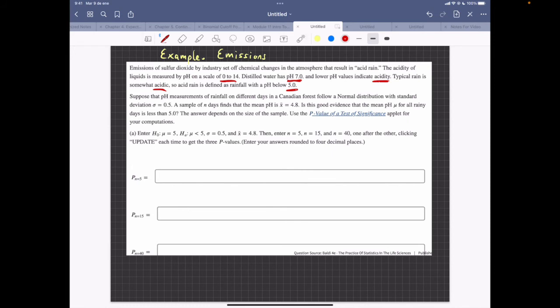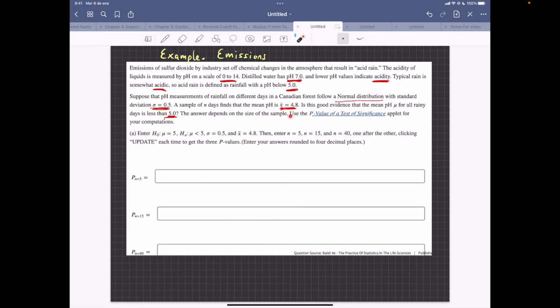Suppose that pH measurements of rainfall on different days in a Canadian forest follow a normal distribution with a standard deviation of sigma equal to 0.5. A sample of n days finds that the mean from the sample is 4.8. Is this good evidence that the mean pH mu for all rainy days is less than 5? The answer depends on the size of the sample. Use the p-value of a test of significance applet for your computation. So you will have to click here, and a page is going to open, and we will have to work this exercise by using this applet, this page.